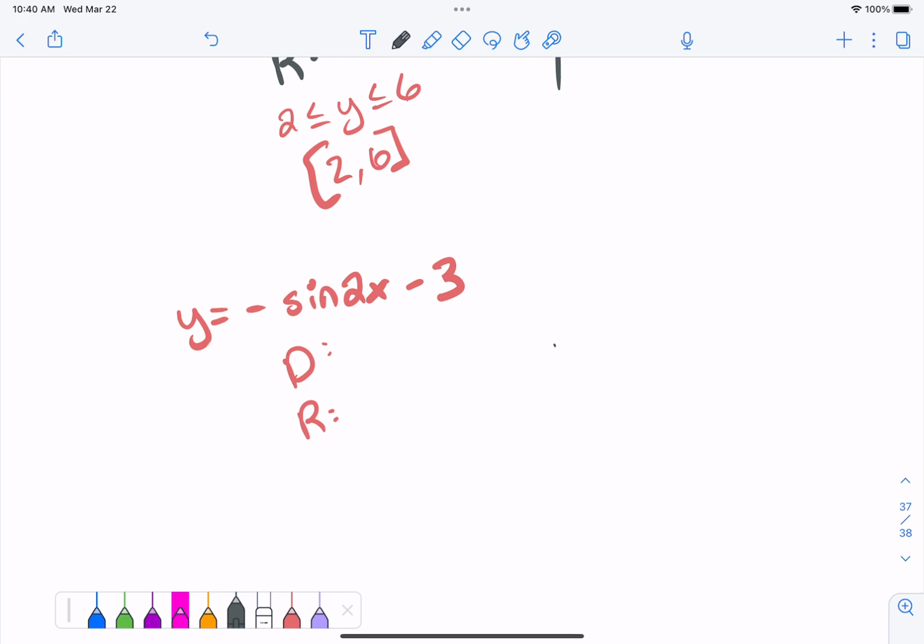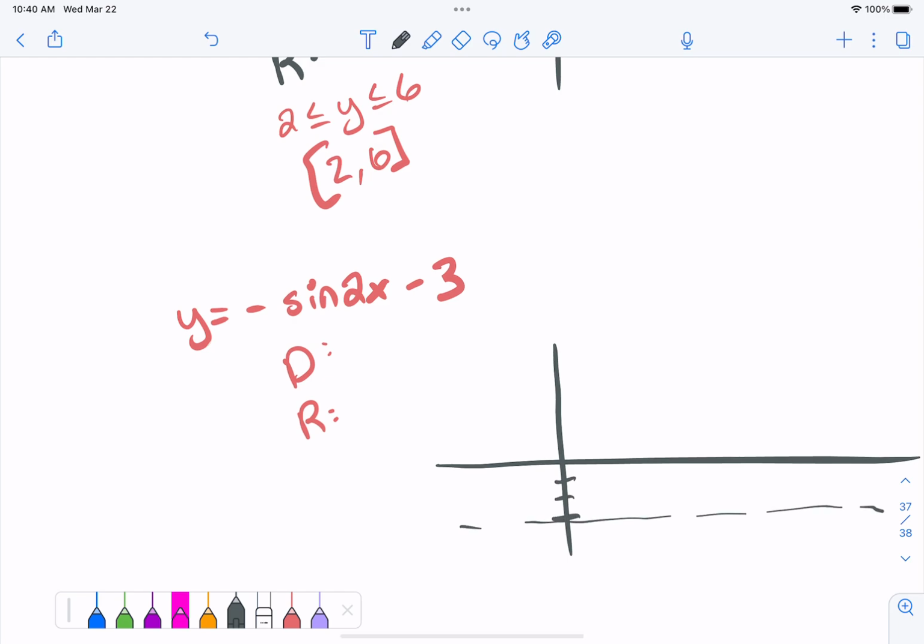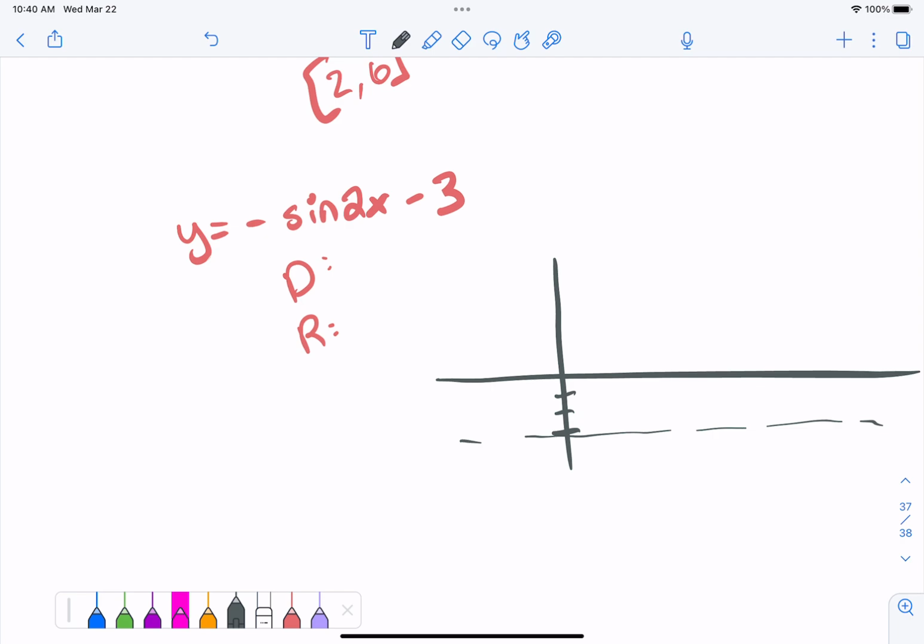Okay, are we ready? Just thinking about the graph. The minus 3 is going to move him down 3. 1, 2, 3. He goes like this. That's where his middle's at now. Amplitude is 1. Now, the fact that he's going down first doesn't change my domain and range, right? He's just still bouncing between those.